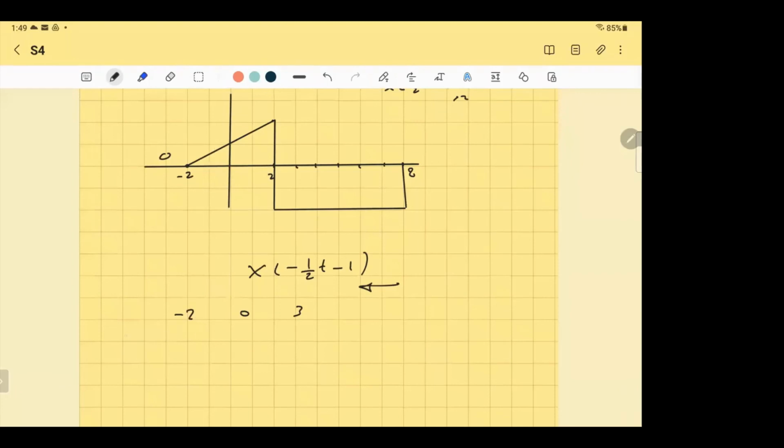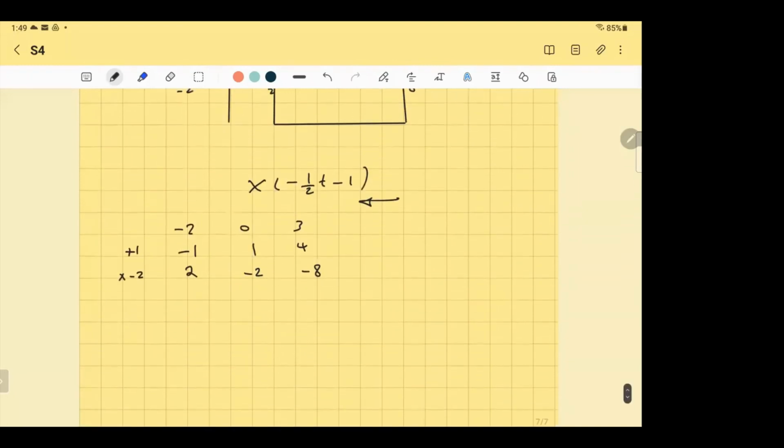So first I add 1. You have -1, 1, 4. Multiplied by -2, what will you have? You'll have 2, -2, -8. And if you sketch it, you'll find it's the same thing that we did last time, but we just make the reflection on the y-axis. Did you get it? Understood? Okay. I'll free you.